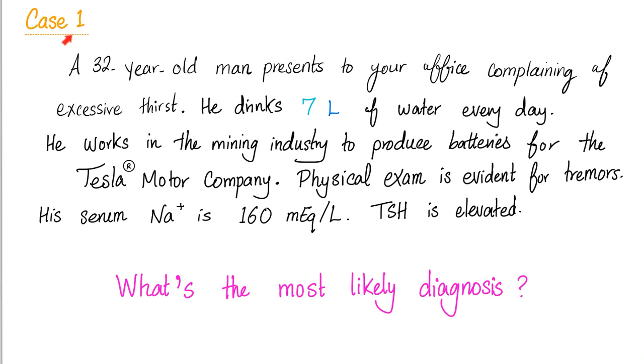And here are two cases for you. Case number 1. A 32-year-old man presents to your office complaining of excessive thirst. He drinks 7 liters of water every day. He works in a mining industry to produce batteries for the Tesla Motor Company. Not a sponsor. Physical exam is evident for tremors. His serum sodium is 160. TSH is elevated. What's the most likely diagnosis? If Elon Musk ended up watching this video, we're joking.